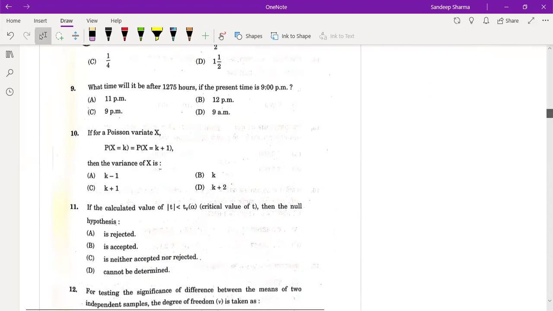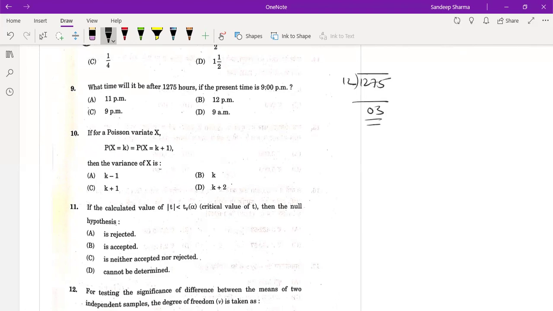Next question, question number 9. What time will it be after 1275 hours if the present time is 9 p.m.? Okay, present time is 9 p.m. So 1275, if you divide it by 12, the remainder is 3. If the remainder is 3, then 9 plus 3 will be 12 hours. So the answer should be option B.